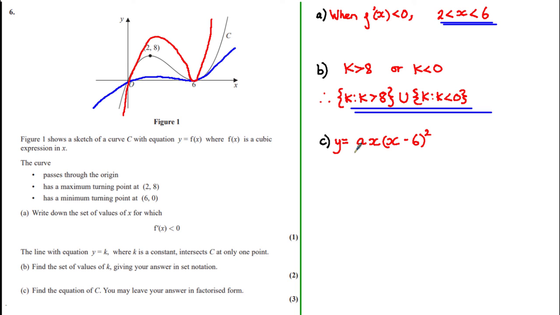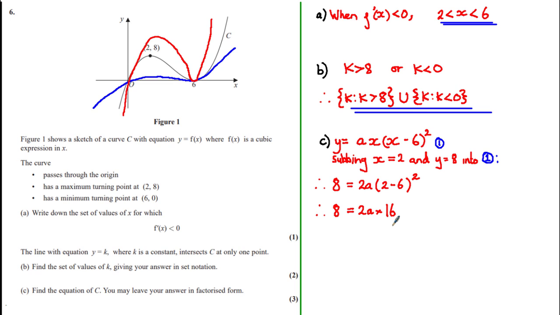Now, in order to find the correct factor for this curve C, we can use the coordinate we've been given on the curve. The coordinates 2, 8, where we have the x and the y value. And we could substitute that into this equation to find a value for our factor a. So let's call this equation 1, and subbing the value of x equal to 2 and y equal to 8 into equation 1, we get the following. 8 is equal to 2a times 2 minus 6 all squared, and therefore 8 is equal to 2a times 16. Evaluating the right hand side, we get 8 is equal to 32a, and dividing both sides by 32, we get that a is equal to a quarter.